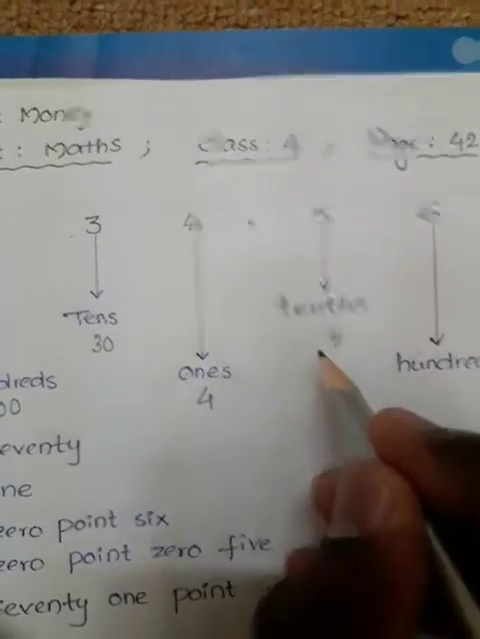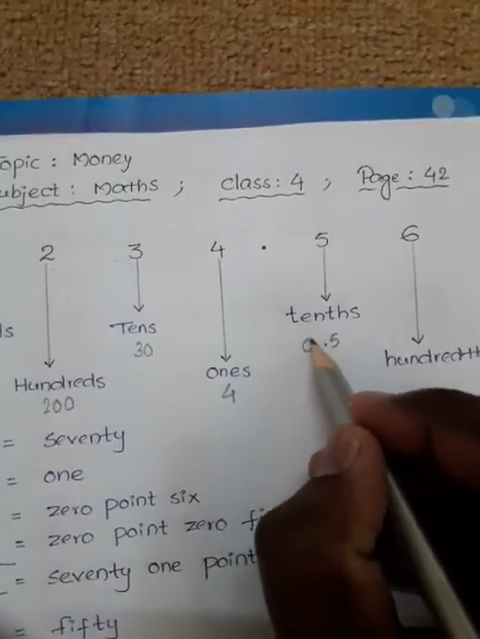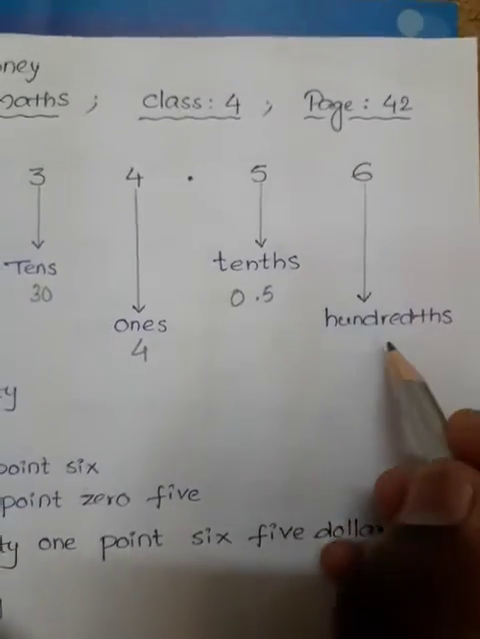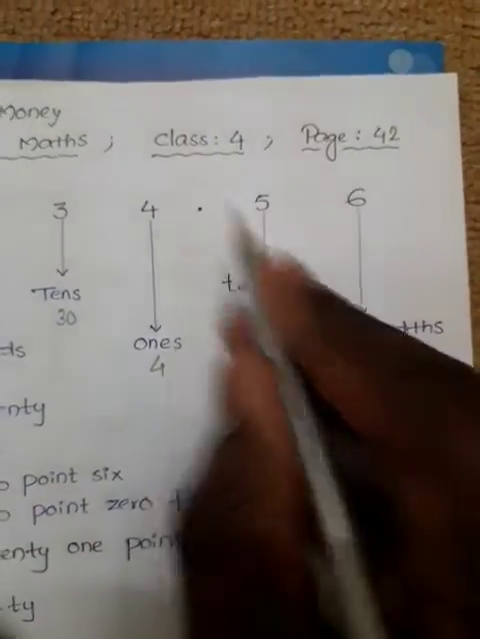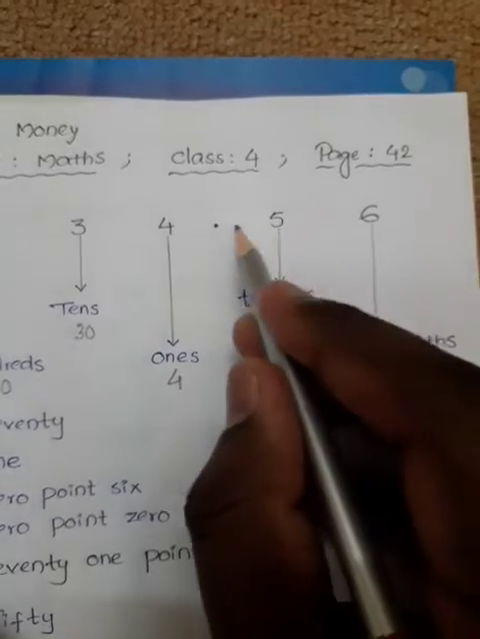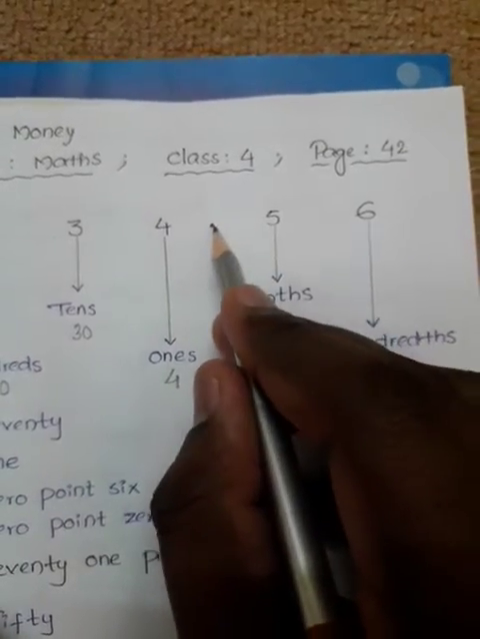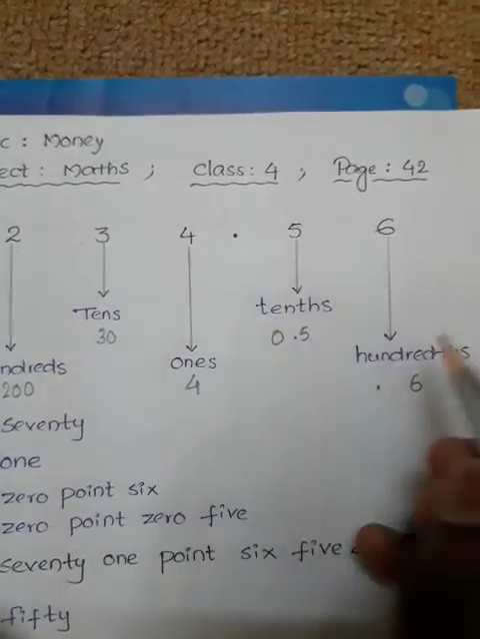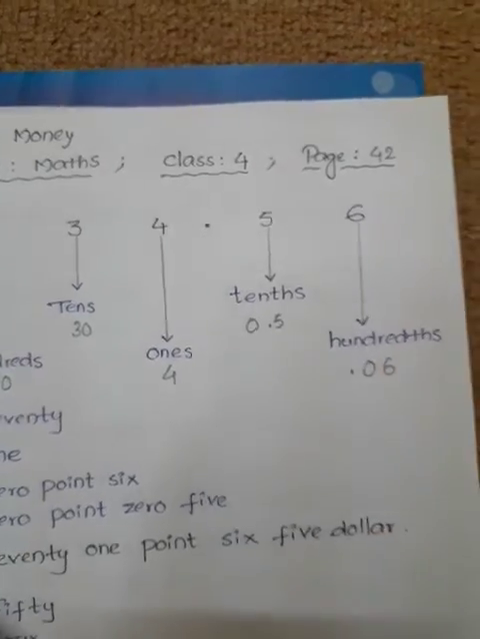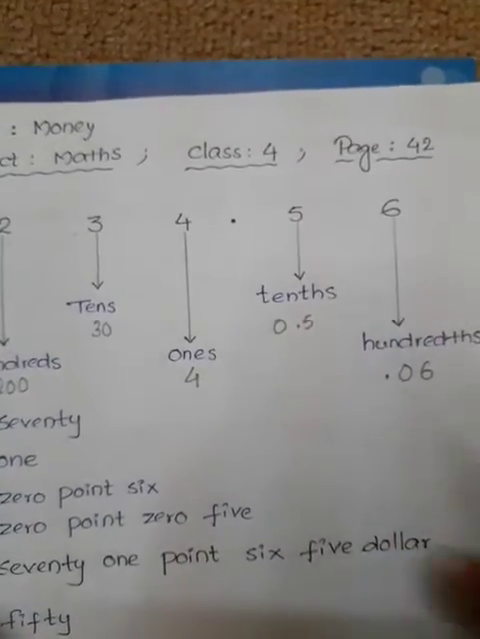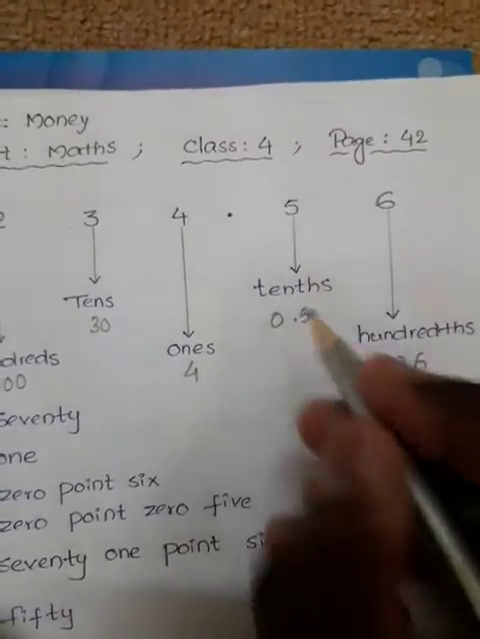Before 5 there is a decimal. Write the decimal, and all the numbers change to 0. Only 0.5. Write it here. If I ask you about the 6, write the 6. Here is the decimal, but between the decimal and the 6 there is one number, so for that one number you write 0. So the value of this one is 0.06.